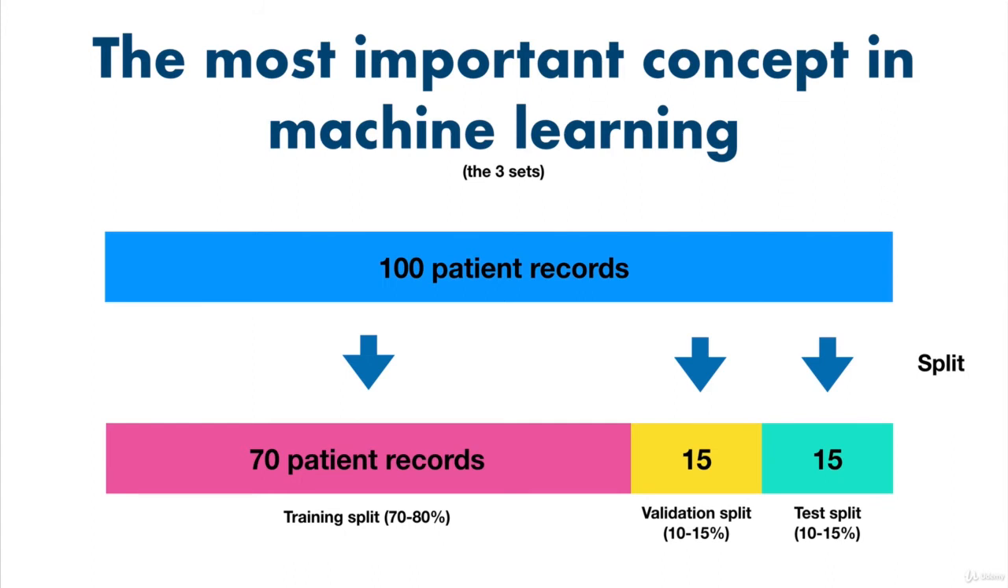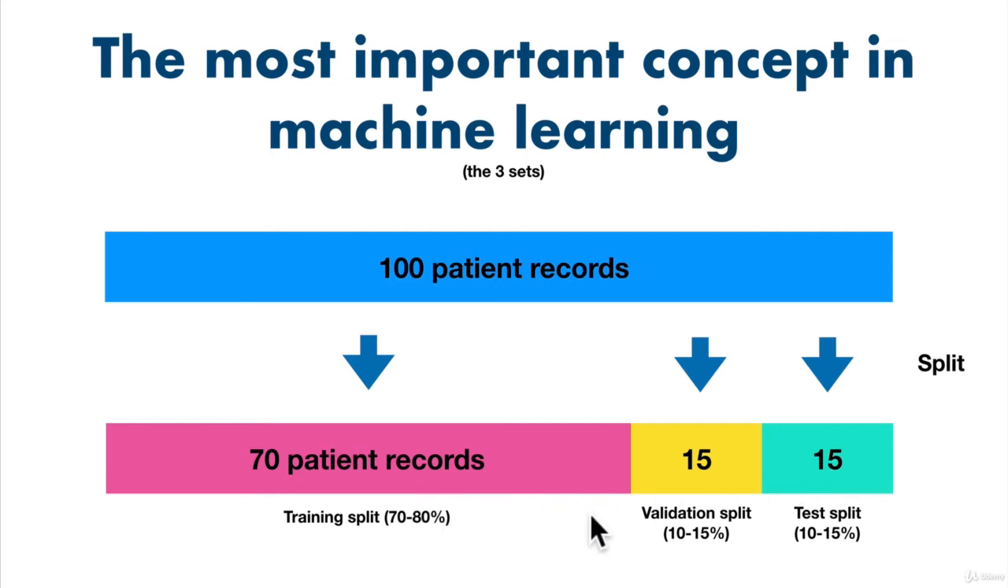This is where training, validation, and test splits come in. In our heart disease example, let's say there were 100 patients. We start off with 100. One way to create these splits is to shuffle these patients, then select 70% for training, 15% for validation, and 15% for testing, which means there'd be 70 patients in the training set, 15 patients in the validation split, and 15 patients in the test split.